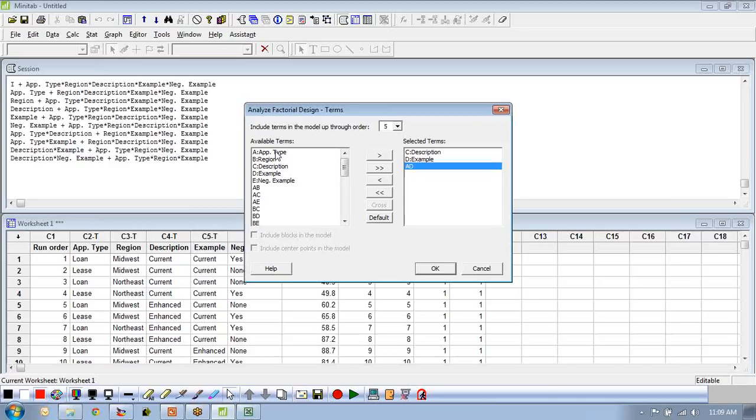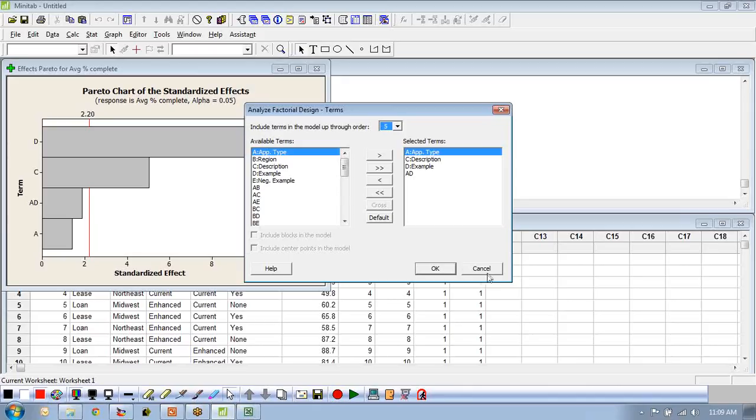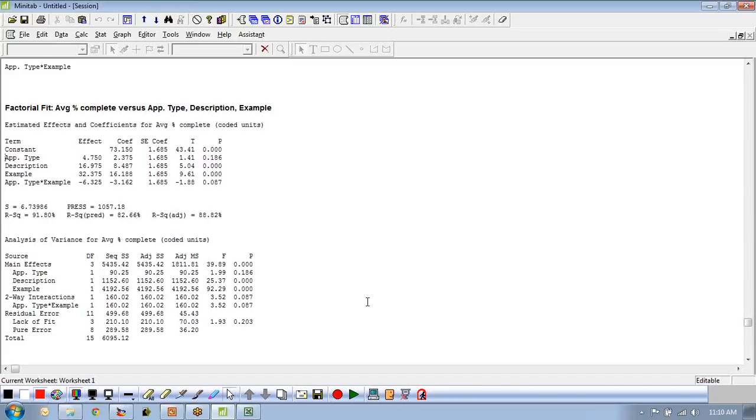So I have to put in app type, click OK. Click OK. There's my Pareto. Interesting that now it doesn't come out as significant. So maybe I do want to just remove that. In fact, I will. Let me leave it in just because we'll build the model and I'll take it out at the very end, okay? I'll show you what it looks like. It'll maybe be instructive to look at the model. Okay. So now let's take a look at the model.